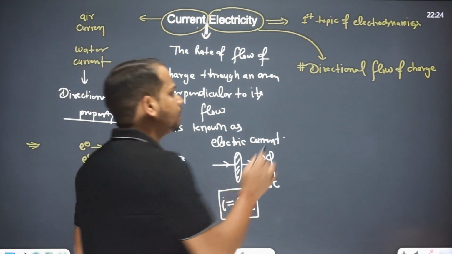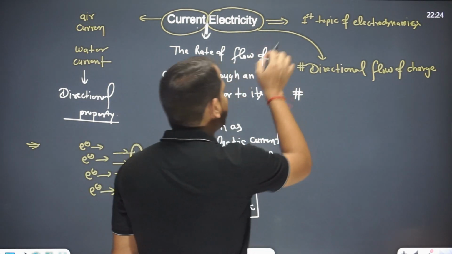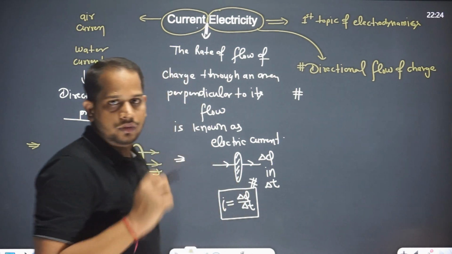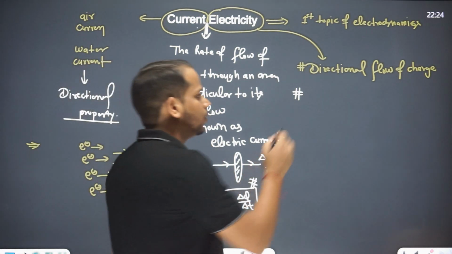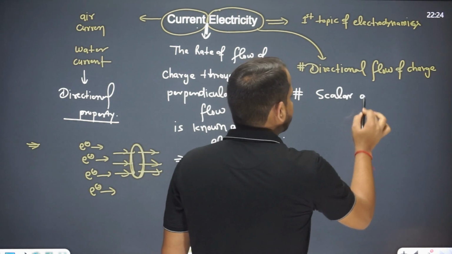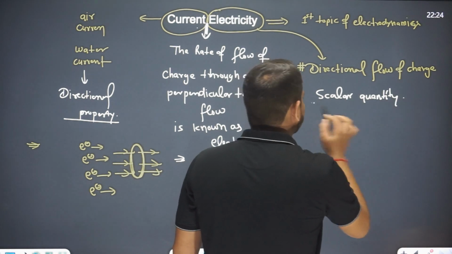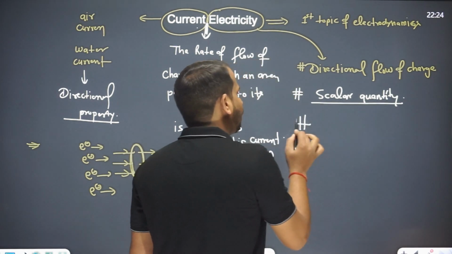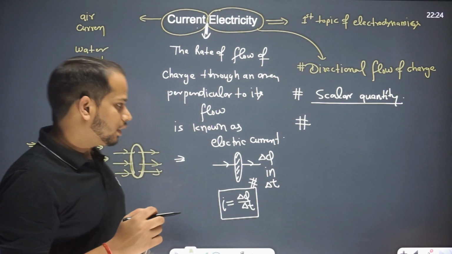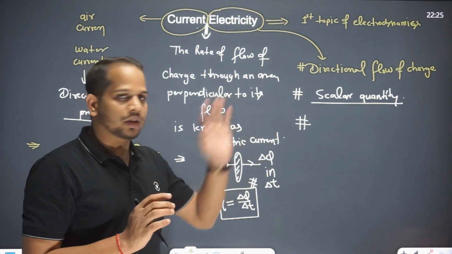And we know it's a directional flow of charge, so what type of quantity is this? Scalar, vector, tensor? It's a scalar quantity. In general, what we have to remember is that it's a scalar quantity, right? You don't have to go into the tensor right now, but you can explain some property that matches with the tensor. In reality, we have to remember it's a scalar quantity.